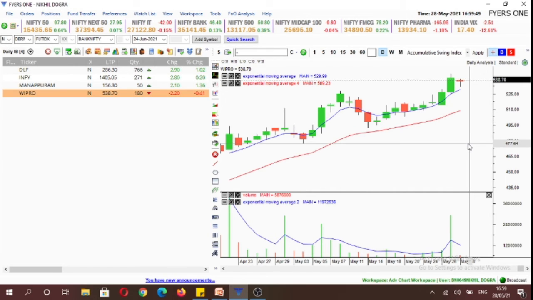So all these stocks, they have formed inside candles on the daily time frame, and inside candles are formed when there is an equilibrium between both the buyers and the sellers.